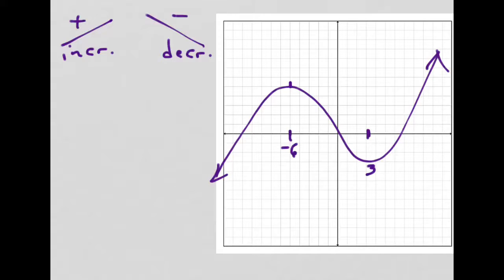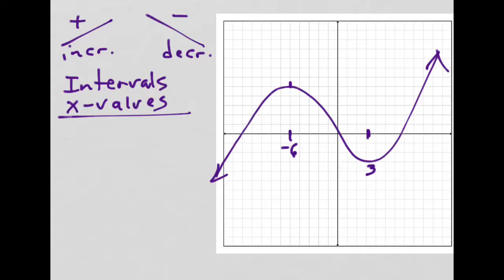So let's talk about increasing and decreasing intervals. So when talking about increasing, decreasing intervals, I'm talking about x values. All right? So when you've got an uphill slope, you're increasing. When you've got a downhill slope, you're decreasing. So remember, we're talking about left to right. So left to right, increasing, left to right, decreasing. All right? So let's do increasing first. So increasing intervals.